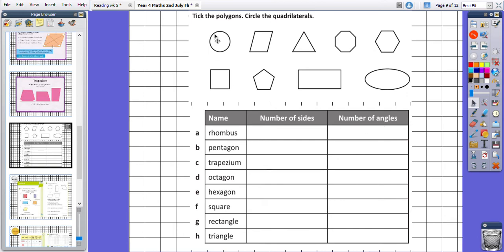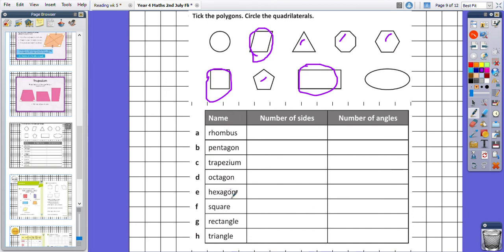Okay, so when we are completing the first task, we are circling the quadrilaterals. So this is a quadrilateral here, it's a rhombus, then we have a square, and a rectangle. So we've circled the quadrilaterals, and then we are looking at ticking the polygons. So this isn't a polygon, it's got one side that's rounded. This is, yes, yes, yes, and it isn't, because again it's one curved side.